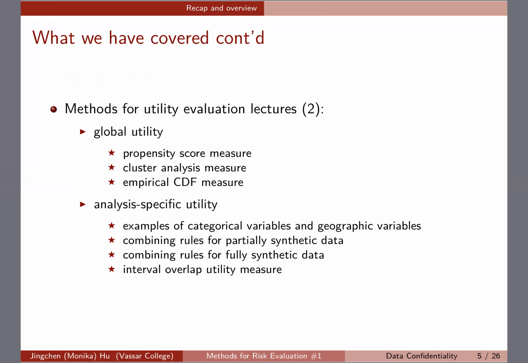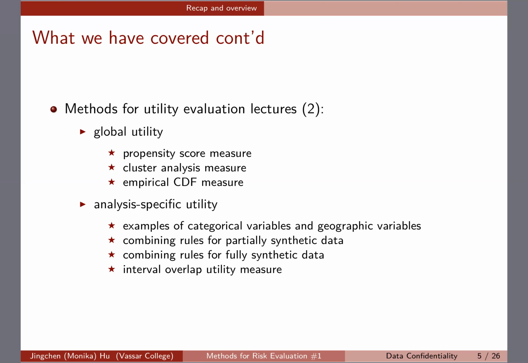And then we most recently just talked about analysis-specific utility. We talked about categorical variables, and how you can think about analysis-specific utility. And then geographic variables, I showed you that you can do a heat map, right? I showed you a plot of what I used to do. Happy to share more if that's what we're dealing with. Then we talked about how to do combining rules for partial synthesis, and for full synthesis. That's the one that we just talked about. And then lastly, the interval overlap utility. So this is what we talked about.